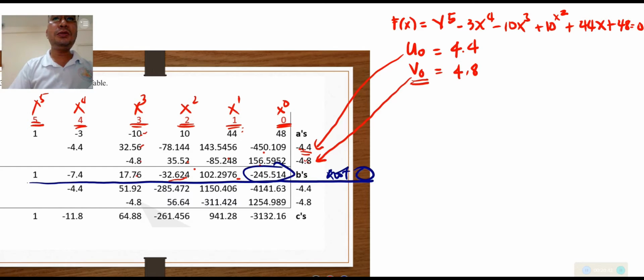So we will continue the synthetic division. We just copy again our 4.4 here, the value of U0, and V0, which is negative 4.8, and we will again continue the synthetic division.